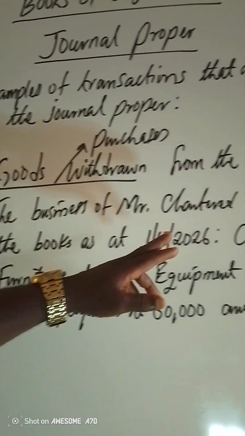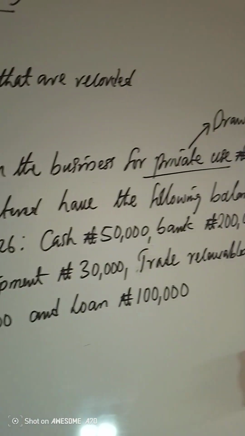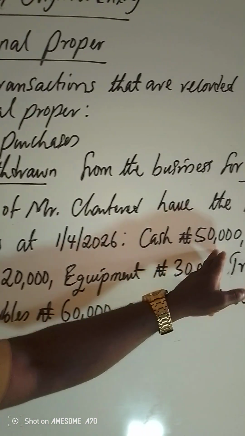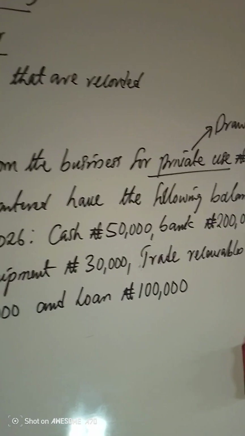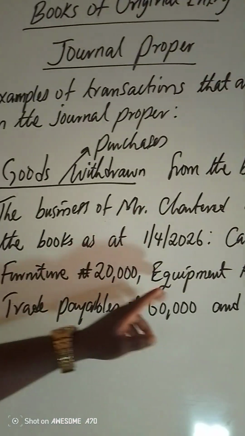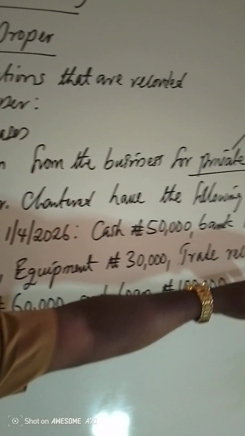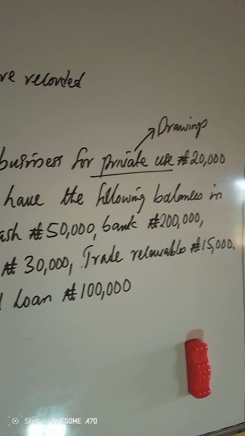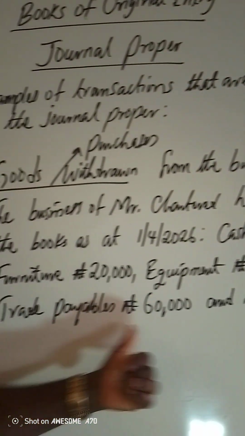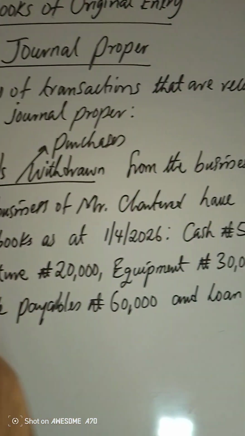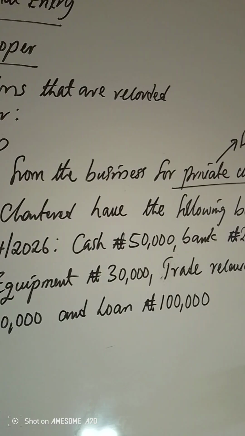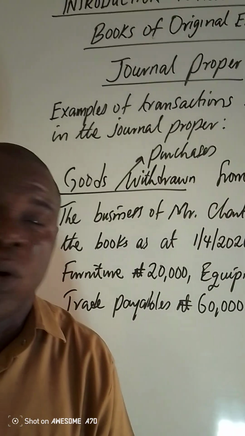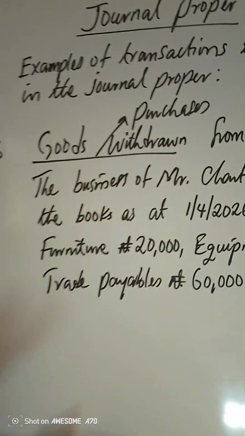The business of Mr. Charter has the following balances in the books as at this date. Cash in hand was 50,000, bank balance was 200,000, furniture worth 20,000, equipment worth 30,000, trade receivable, that is what we call debtors, 50,000, trade payable, what we call creditors, 60,000, and loan worth 100,000. These are the balances in the previous month brought to the other month, which is April.